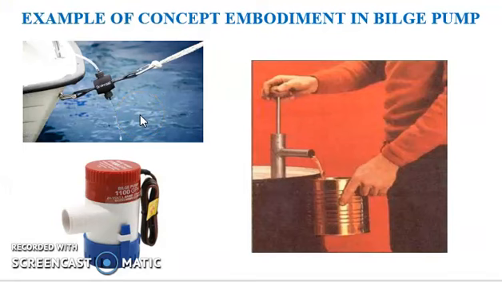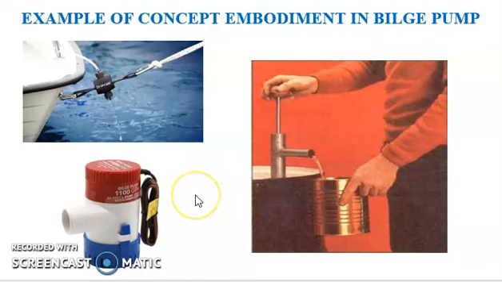Before proceeding to the basic and advanced method in embodiment process, let us visualize how embodiment process gives a physical shape to any test concept. Here we discuss an example of bilge pump. Such pumps play a vital role in the operations of sea vessels, or you can say ships. They are also used daily as well as in case of emergency.